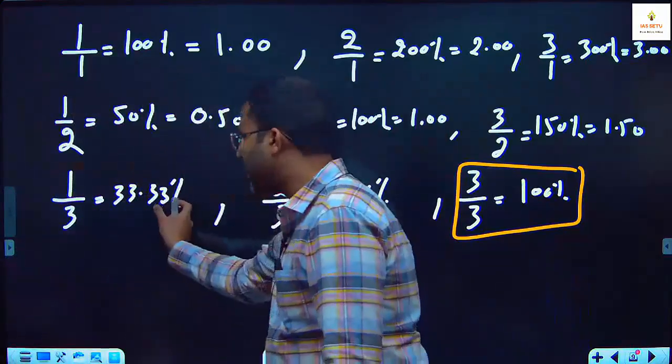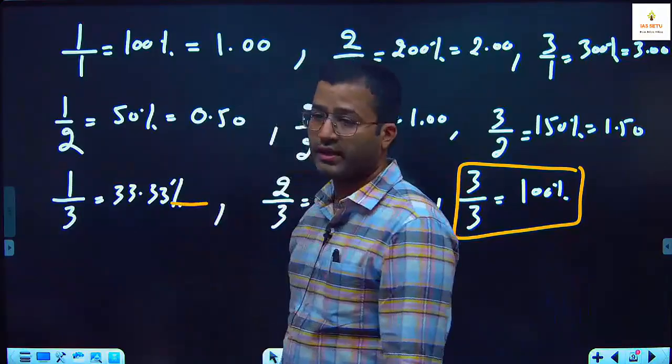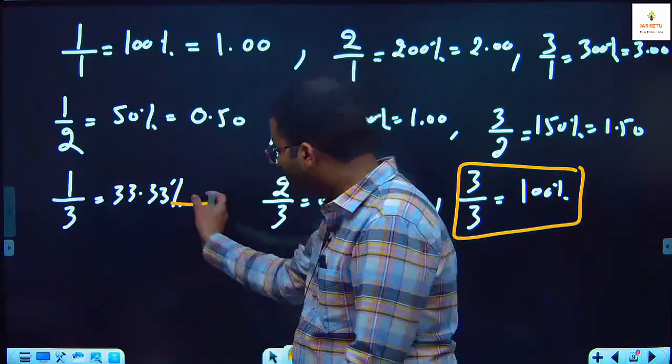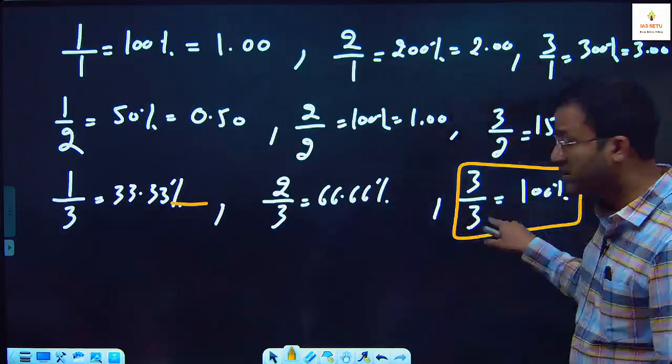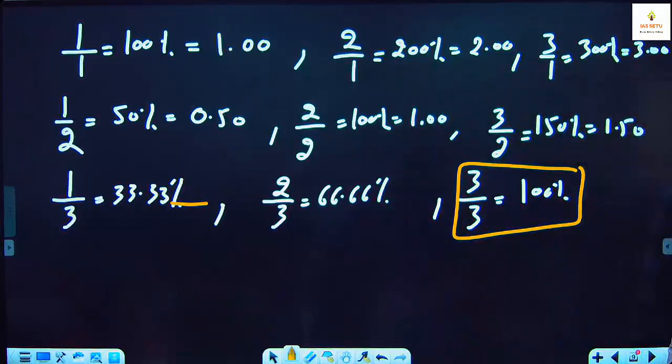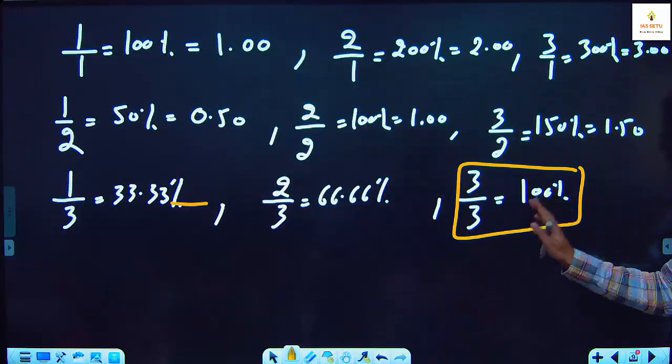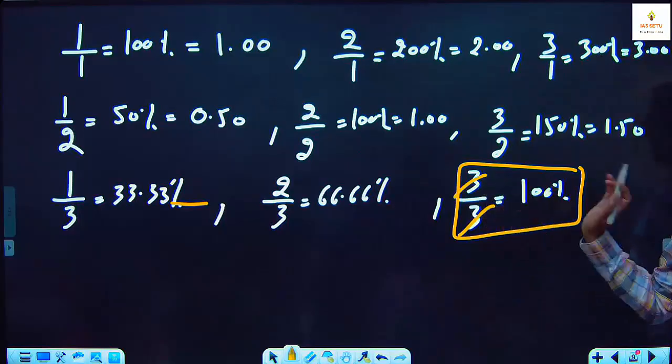So we are doing approximation. We are removing the remaining digits. So because of this part there is an issue with exact calculation. But 3 by 3 is 100%. 3 by 3 is not 99.99%. 3 by 3 is 1. And what is 1? 100%.